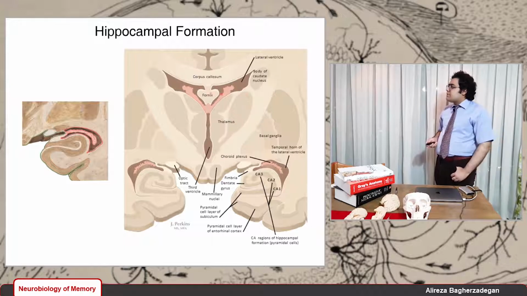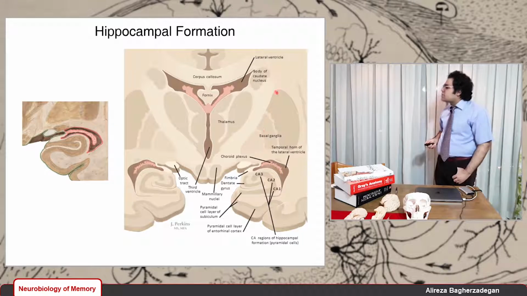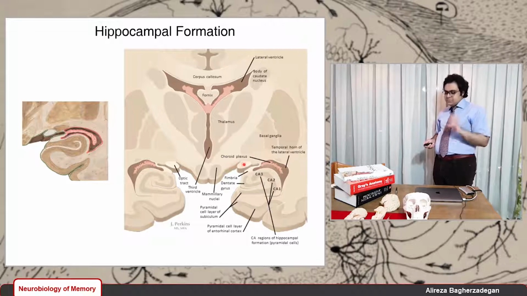We can see a lot of different structures here: the corpus callosum, the fornix, the choroid plexus of the lateral ventricles, the body of the caudate nucleus. We don't have the tail of the caudate nucleus. These are basal ganglia associated with movements. Also, scientists found that basal ganglia are associated with some cognitive functions as well. And this is the thalamus, and let's talk about these structures.